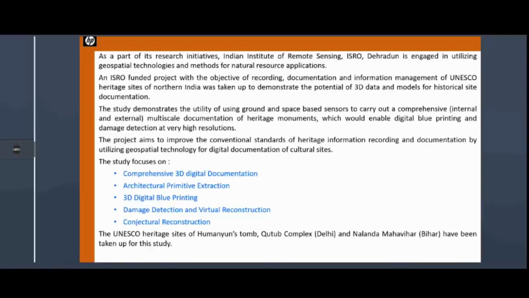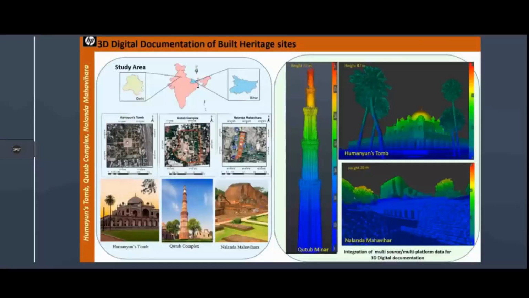These are the study sites that we have taken up. This is Humayun's tomb in Delhi, Qutub complex again in Delhi, and within this Qutub complex, as you must be aware, there are multiple buildings, and we have done the 3D modeling of the entire complex area. The 3D digital documentation of the entire Qutub area, Nalanda Mahavihar, and Humayun's tomb has been done. In tomorrow's lecture, we will show you how this automatic 3D documentation and digital blueprinting of the monuments as well as damage detection was carried out using 3D point cloud generated through terrestrial laser scanner.